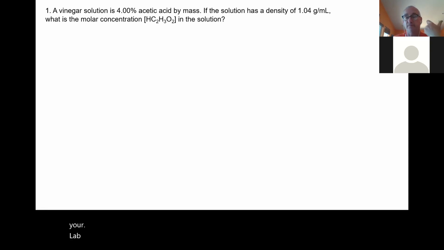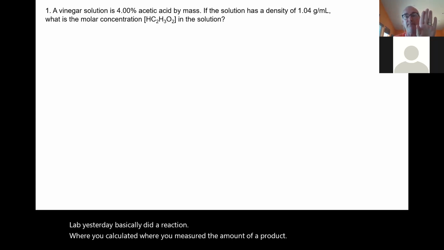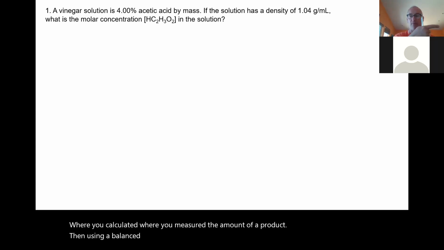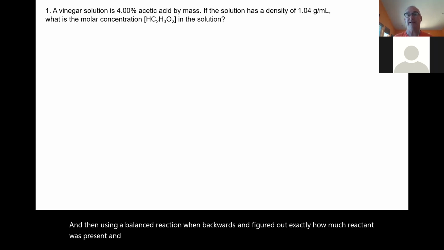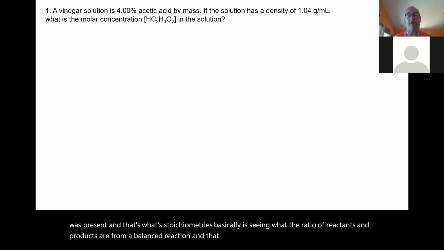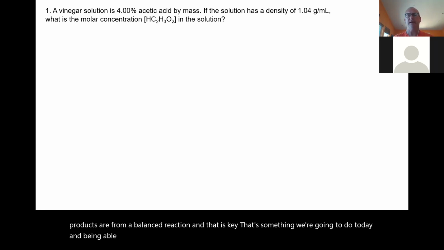Basically, you did a reaction where you measured the amount of a product, and then using a balanced reaction, went backwards and figured out exactly how much reactant was present. And that's what stoichiometry basically is: seeing what the ratio of reactants and products are from a balanced reaction, and that is key. That's something we're going to do today. And being able to figure out, if I have so much product, I'll have this much reactant.